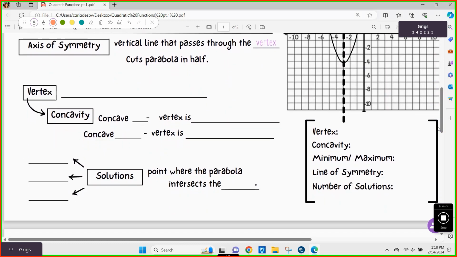Aleda is too. Alright, so there's 4 pieces of very important vocabulary. A lot of quadratic problems are going to be vocabulary based. So you have the axis of symmetry. What does the word symmetry mean to you? They're the same on both sides. Same on both sides. Alright.